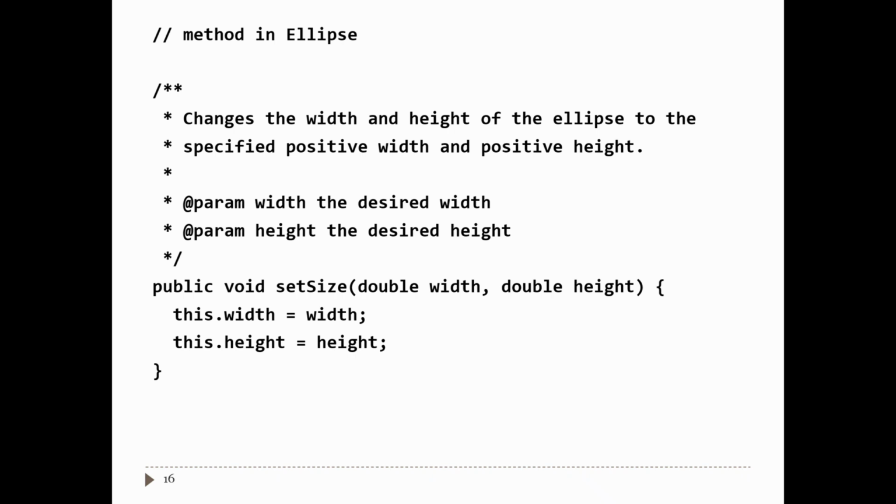What's the problem now with circle? If you say that circle is an ellipse, that means circle gets a set size method. Does it make sense to change the width and the height of a circle independently? The answer is no. A circle is a shape whose width and height are equal. And so now you've run into the problem where set size for circle doesn't do what set size for ellipse says it does. Set size for ellipse says the width and height both change.